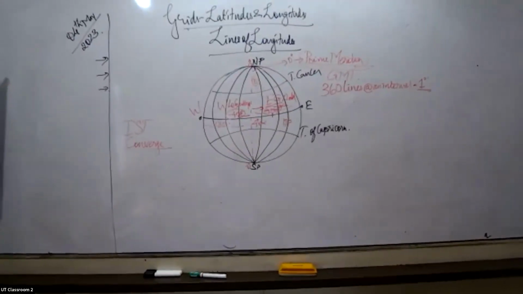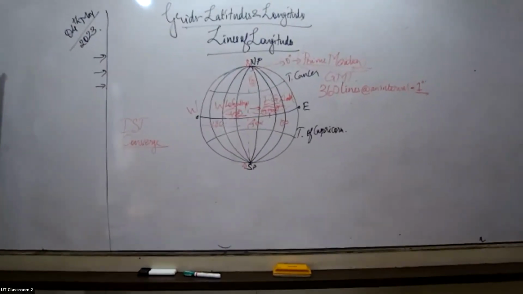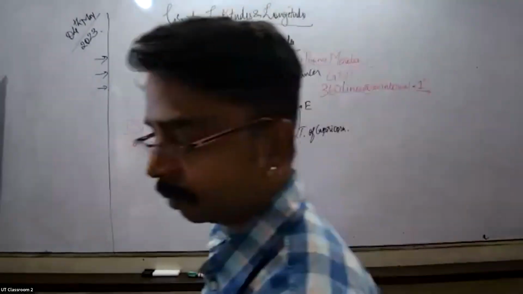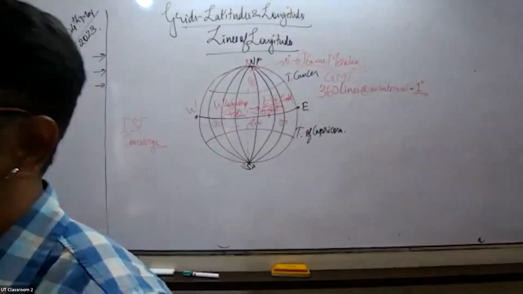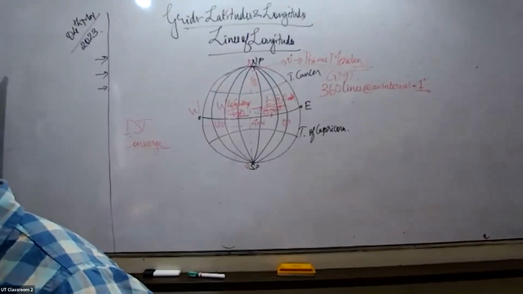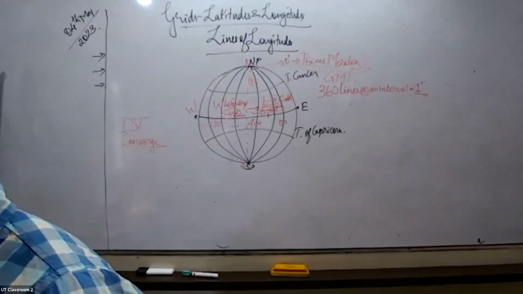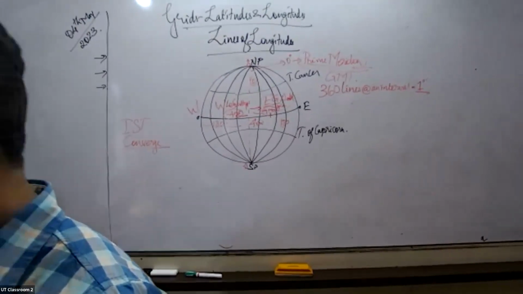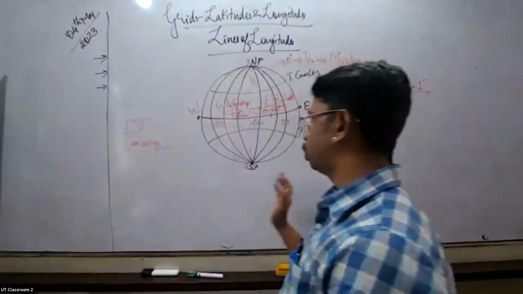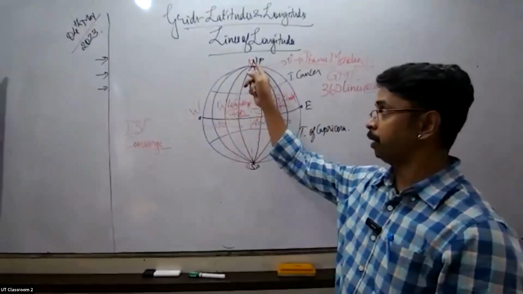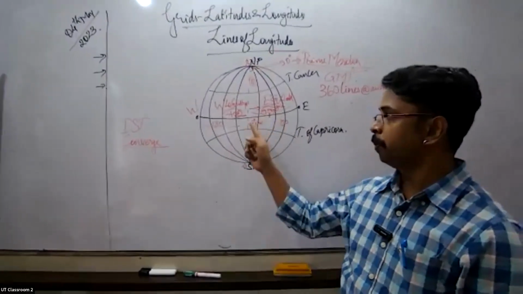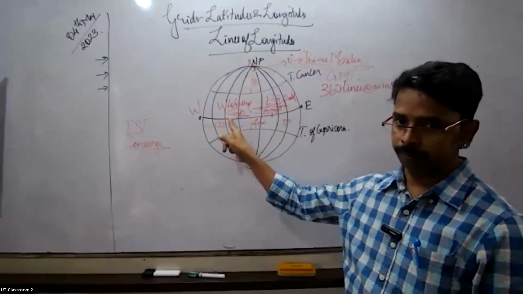The state of the world means that for each 1 degree longitude towards the east, 4 minutes are to be added. Each 1 degree longitude towards the west, 4 minutes are to be subtracted. Is it very clear? Yes, sir. When you are moving towards the west, for every 1 degree of longitude, you have to minus 4 minutes.